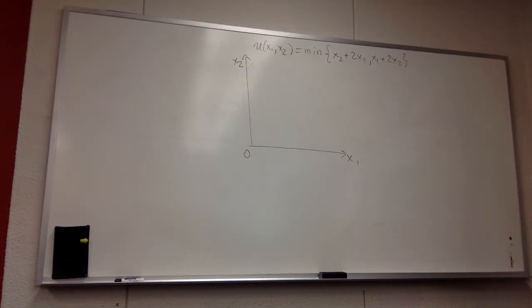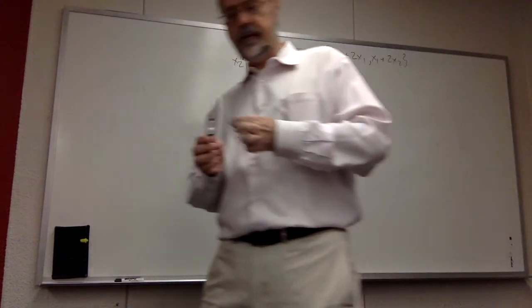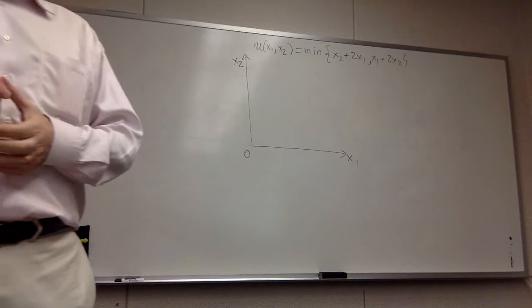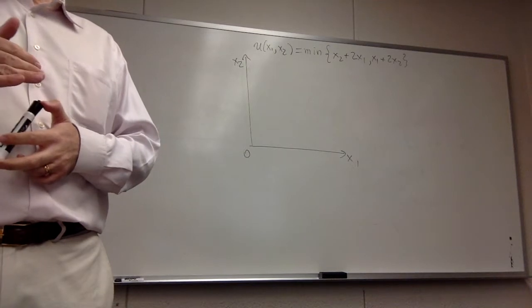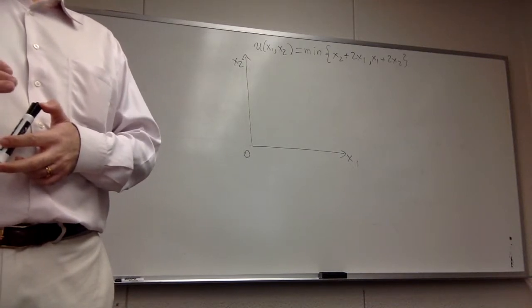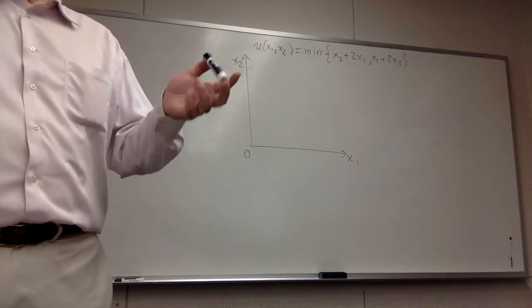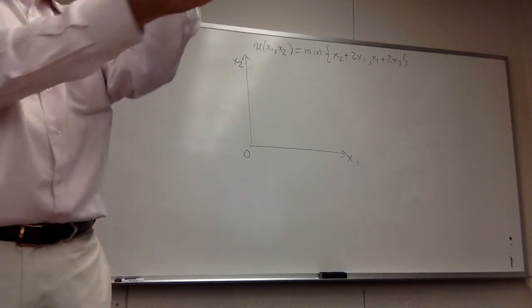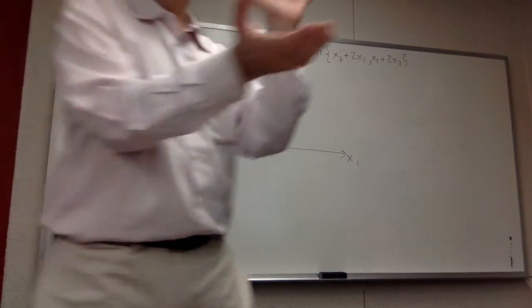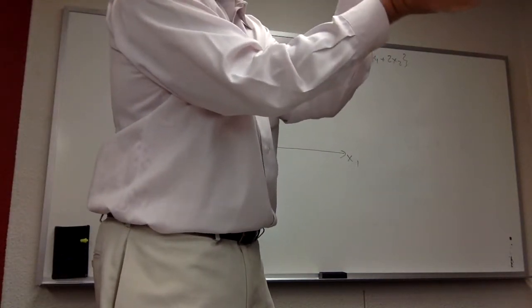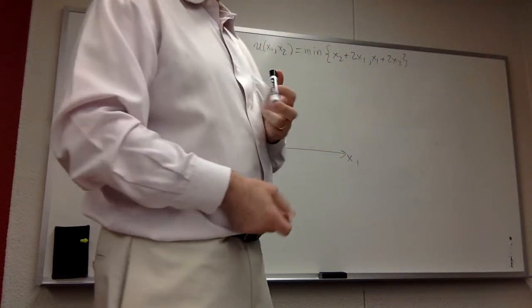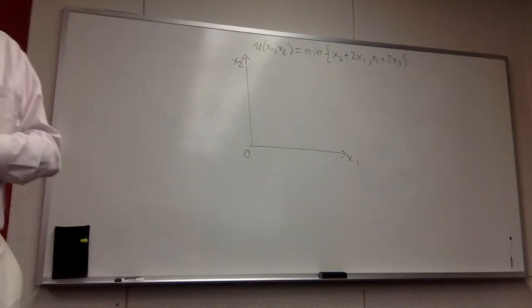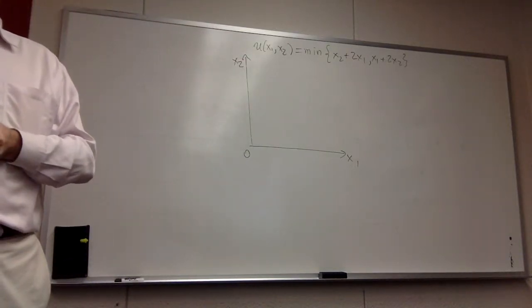Before I do anything, I want to think again like a detective. Have I seen anything like this before? The answer is yes, of course, but it looked simpler. Min of x1, x2. Perfect complements, right? Leontief utility function. Right angles. Aha! So what do I expect? I expect some sort of corner. I expect that the utility function is not differentiable. But at this point, I might not have any idea what it looks like, right?